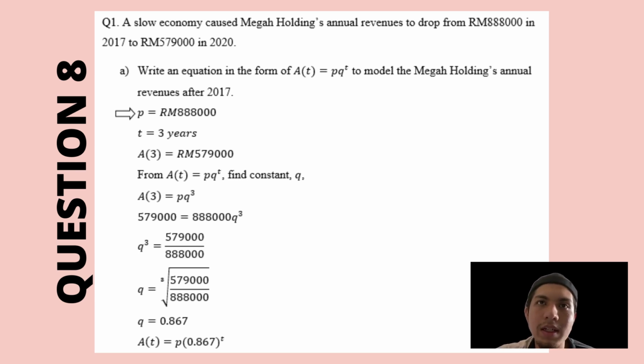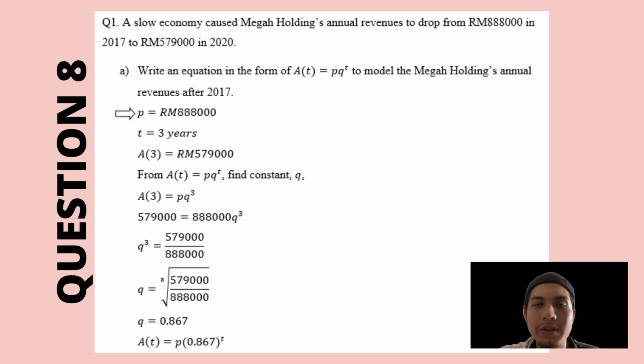Given P is 888,000 ringgit, t is time, which is 3 years, and A(3) is 579,000 ringgit. From the formula, find the constant Q. The formula should be A(3) = PQ^3. So put the information that has been given in the formula, and the formula should be 579,000 = 888,000 Q^3.